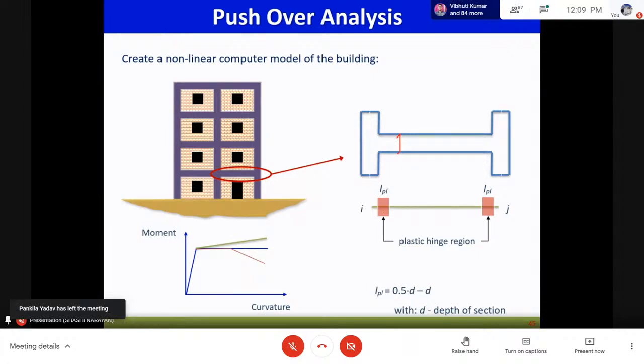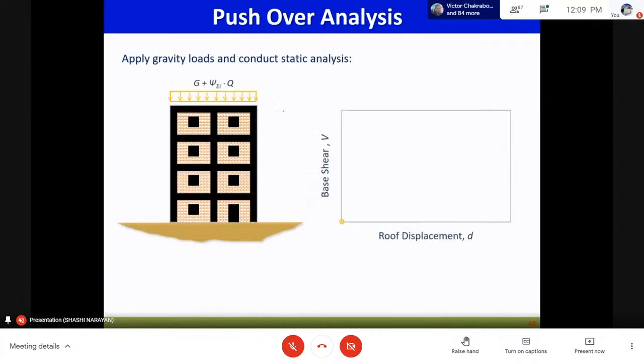Once we have decided the locations of the plastic hinges, we give the gravity load. In this gravity load, we consider the dead load plus a percentage of live load. That is, we give the seismic weight. We give the seismic weight, do the analysis, and check that all the elements are in our elastic range.